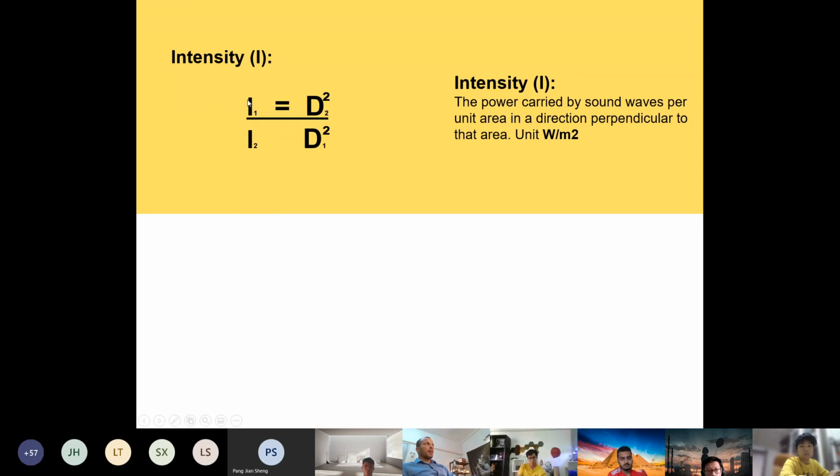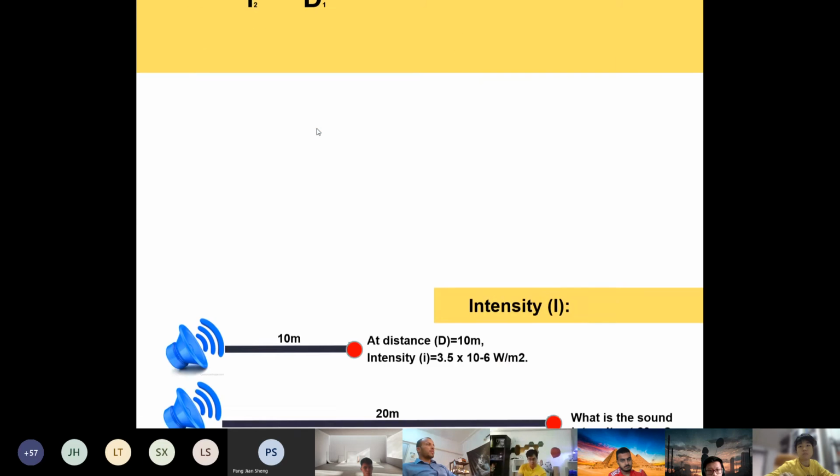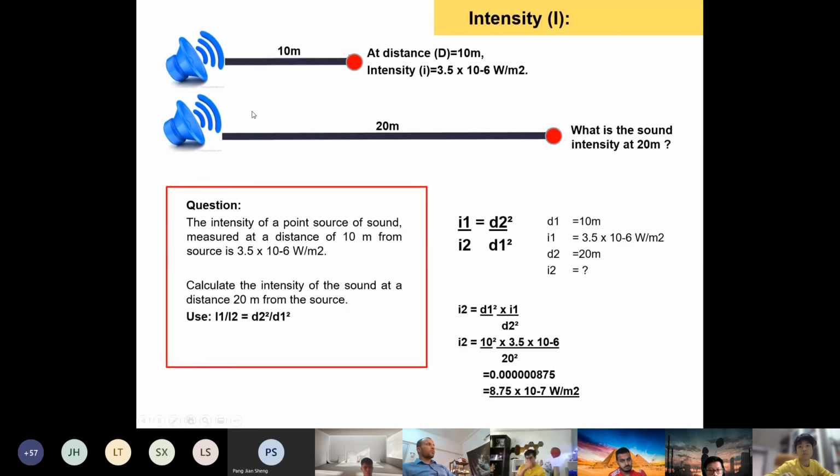Basically, I1 is the intensity of sound at point 1, and I2 is the intensity of sound at point 2. I1 over I2 is equal to d2 squared, the distance at point 2 squared, over d1 squared, the distance at point 1 squared. Okay, let's see what we mean. For example, if you are given an exercise like this.